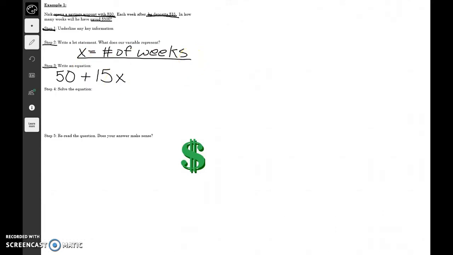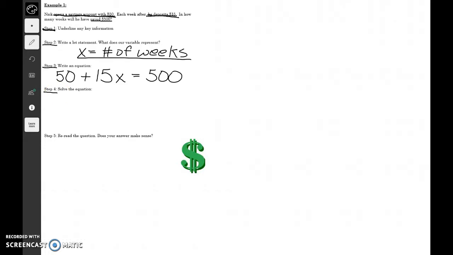And then it says in how many weeks will he have saved $500. So eventually, he's going to save $500. So that means total, or equal to, $500. So by using the information in this problem, we've set up an equation so that we can solve the problem we're working with. After we have our equation, the next step, step 4, goes back to what we talked about yesterday: solve the 2-step equation.